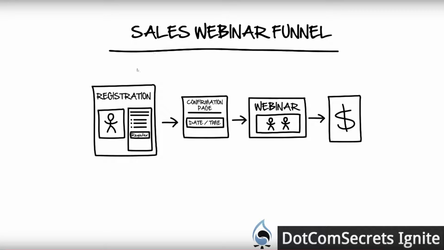This is typically the sales funnel for a webinar. There's a registration page. After they register, it's taken to a confirmation page. It tells them the date and the time. And then during that date, they jump on the webinar, and they listen to you live selling something. At the end of it, they buy something. So there's the sales funnel for a webinar.